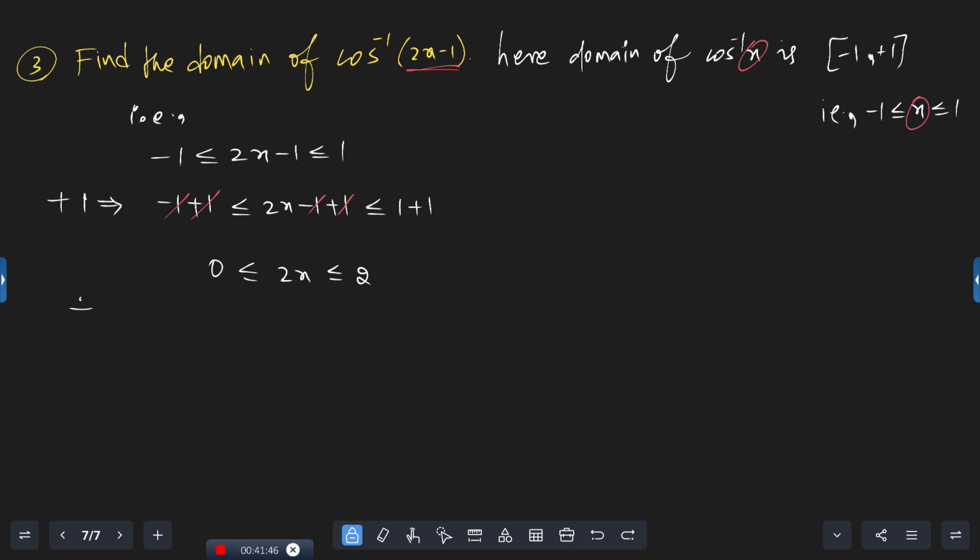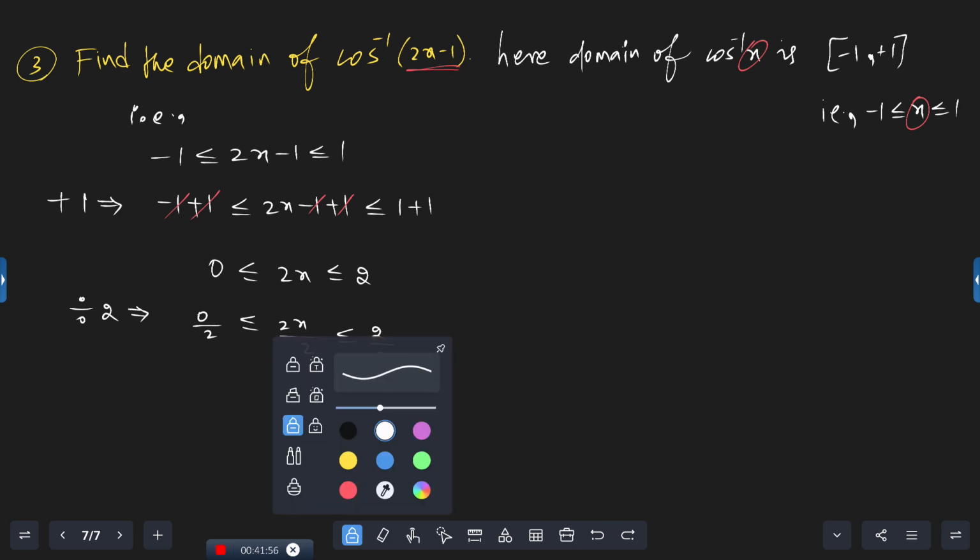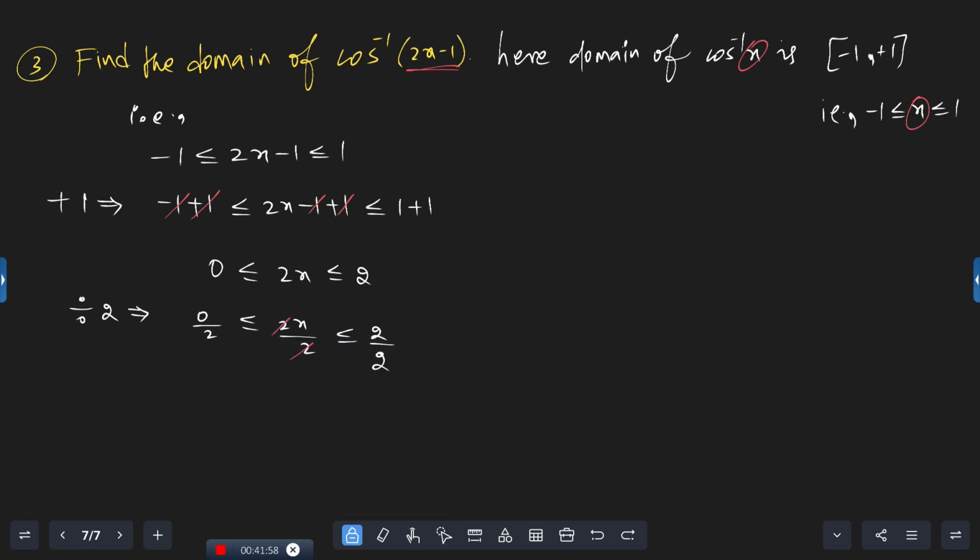I need only x, na, so divide by 2 in all places. 0 divided by 2 less than or equal to 2x divided by 2 less than or equal to 2 divided by 2. After that, 2 cancels 2, 2 cancels 2. So what is my final? 0 by anything is 0, so 0 less than or equal to x less than or equal to 1. So how can we write the domain for this? Domain equals closed interval 0 comma 1. Simple questions like these they will be asking in the MCQ, pa.